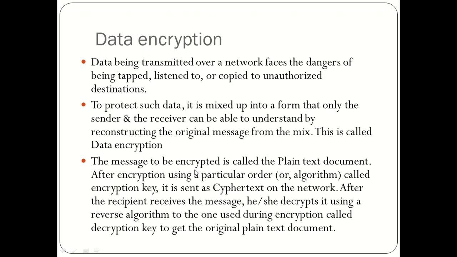That plain text is supposed to be transmitted from point A to point B, or from person A to person B. But in order for it to go safely from person A to person B through the network, we are supposed to apply what we call data encryption. In this case, you take the plain text plus the encryption key, and you get what we call the ciphertext. That ciphertext is transmitted through the network. Once it has been received on the receiver's end, the receiver is supposed to have the decryption key. The decryption key is a reverse algorithm that enables you to get the original plain text that has been sent by the sender.